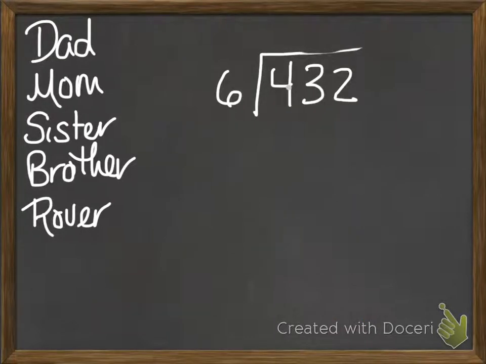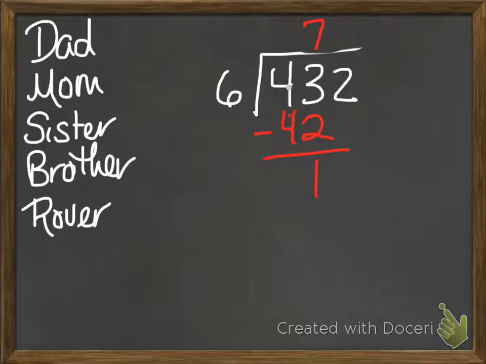All right, well, we did that. Let's try it with the actual number, 432. Dad divides. 4 can't be divided by 6, it's too small, but 43 can. And from the problem I just did, I know that 6 times 7 is 42, and that's very close to 43. So I'm going to multiply. Mom multiplies. 7 times 6 is 42. Sister subtracts, so I'm going to subtract 42 from 43. 3 minus 2 is 1.